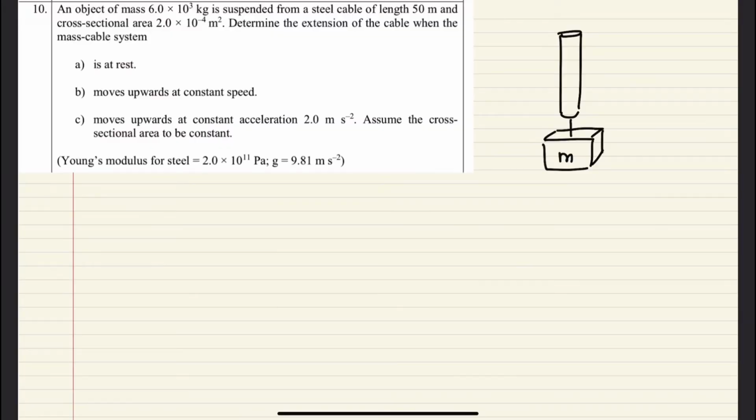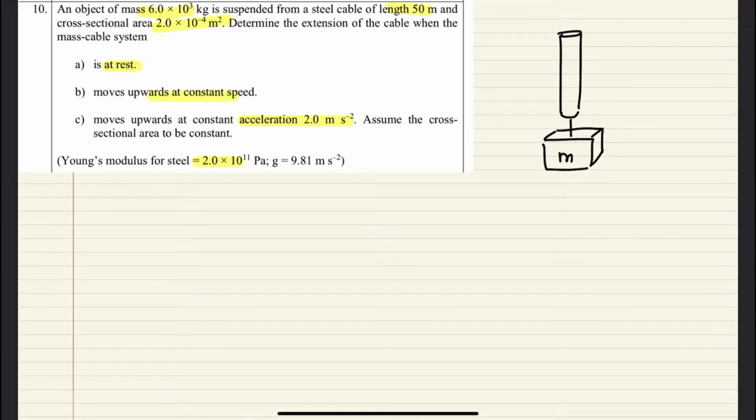Okay, so now I would like to continue with question 10. It says that an object of mass 6 times 10 to the power of 3 is suspended by a cable of some length. They want to find the extension of the cable when the mass-cable system is at rest, moving outwards at constant speed, and undergoing acceleration. The Young's modulus is given, and the gravitational acceleration is also given.